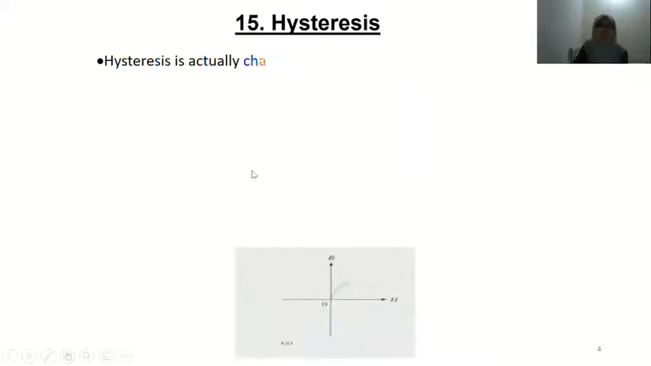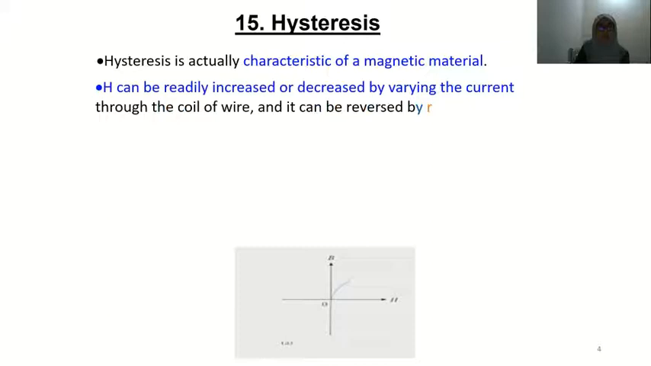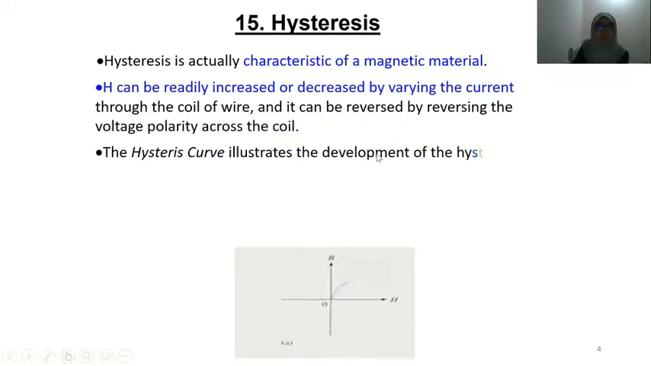Now the hysteresis. What is hysteresis? Hysteresis is actually a characteristic of the magnetic materials. It is presented by H. H can be readily increased or decreased by varying the current through the coil of wire, and it can also be reversed by reversing the polarity across the coil. The hysteresis curve illustrates this development.